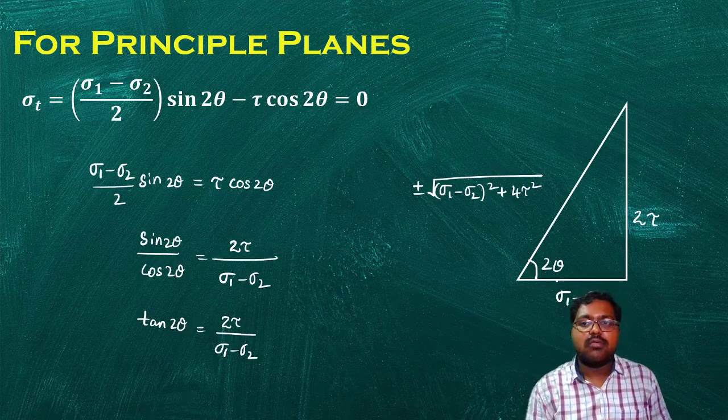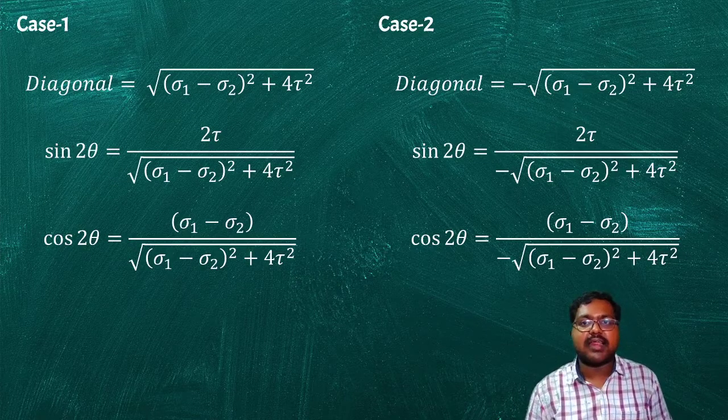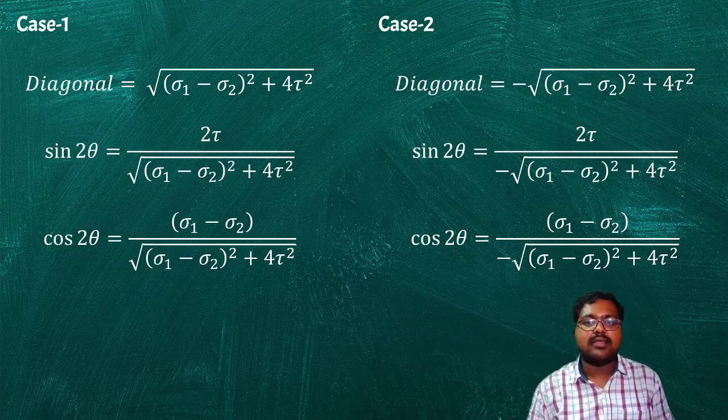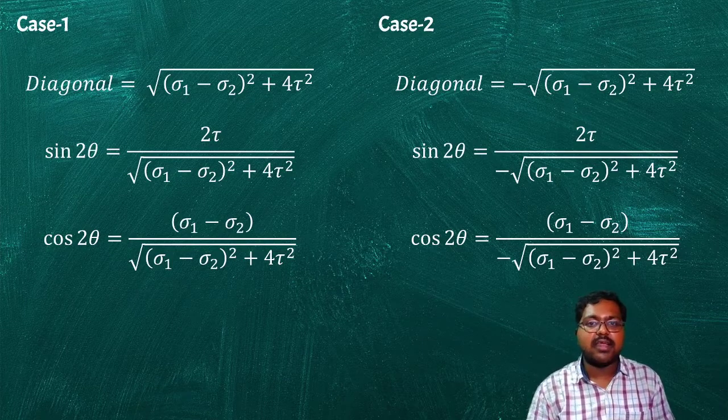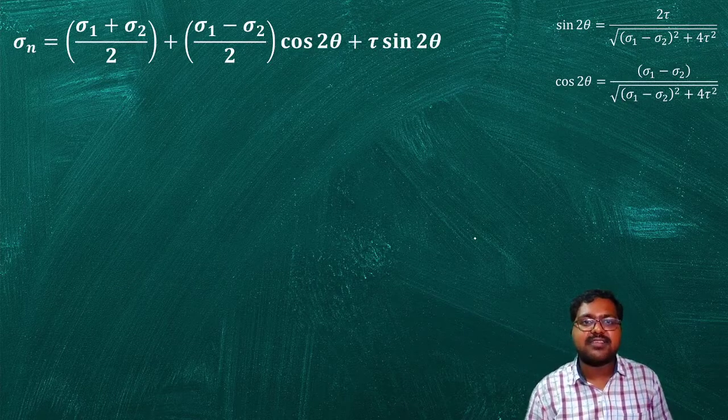If we see here, we will get two cases from these values. Case 1 is with the diagonal considered as positive, and we will get the values of sin 2 theta and cos 2 theta. And we will get another case with the diagonal as negative, and we will get the values of sin 2 theta and cos 2 theta. So if we simplify these two cases by substituting the values in sigma n, we will get the value of maximum or major principal stress as well as minor principal stress. Let us see the first case here.